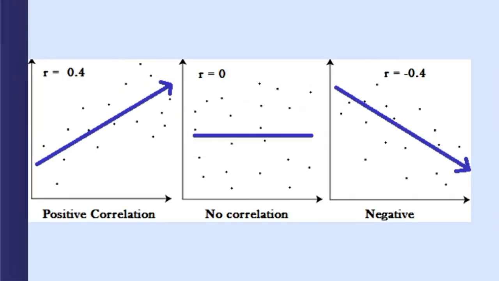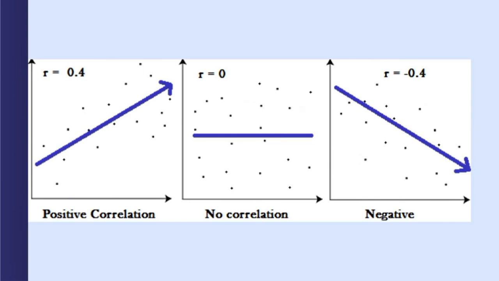This image shows positive correlation, no correlation, and negative correlation. Number 1. Positive correlation. R equals 0.4. The dots in the scatter plot generally move upward to the right, meaning as one variable increases, the other also tends to increase. Line direction, upward slope. R equals 0.4. This indicates a moderate positive correlation. Not perfect, but there's a clear trend of both variables increasing together.